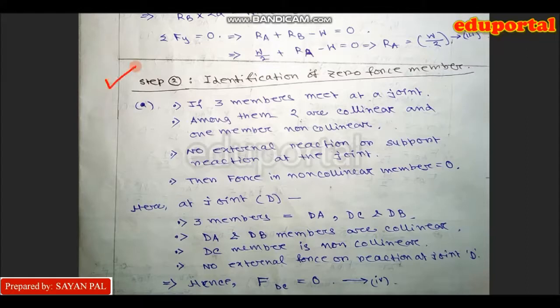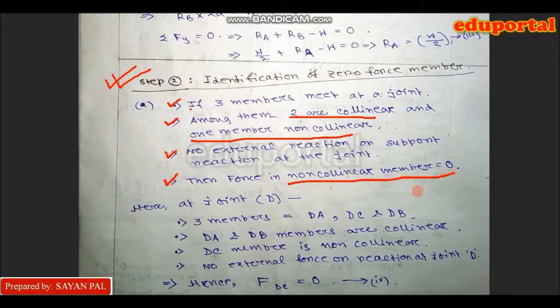Identification of zero force members. I have already discussed the zero force member in my previous lecture, so if you want, you can check it. Here the condition is: if three members meet at a joint, among them two are collinear and one is non-collinear, and there is no external force or support reaction at the joint, then the force in the non-collinear member will be 0.